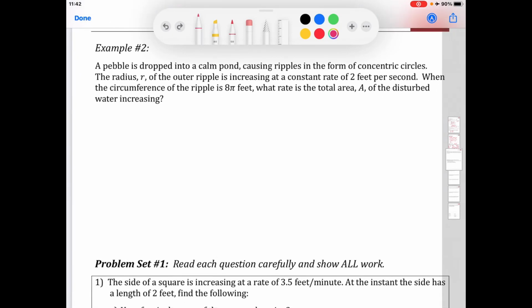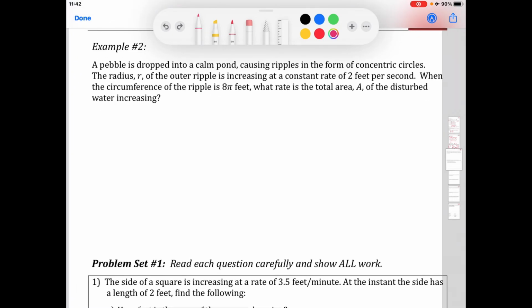Example 2. It says a pebble is dropped into a calm pond, causing ripples in the form of concentric circles. So basically, if you've dropped a pebble in a pond, it forms circles like this. Concentric circles are one outside the other, right? With the center right there.